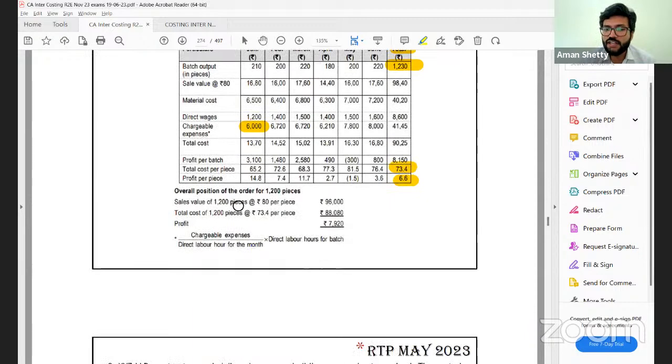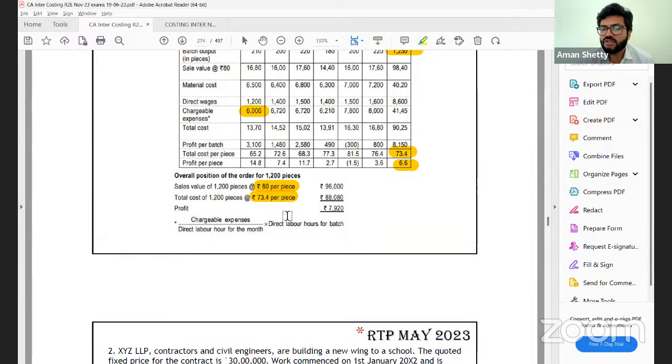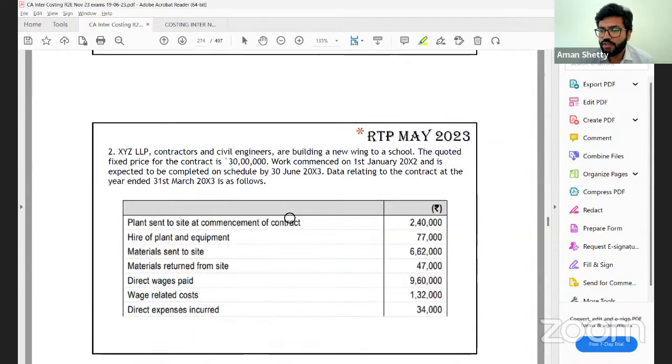Now check here. Sales value of 1,200 is at 80 per piece, which they've given. Cost you have to take 73.4. Therefore, you need to do this. Otherwise, what cost will you take? You cannot pick one batch. The average cost you need to take is 73.4, what you've got for the entire 1,200. That is the only thing you need to note down there. All of you understood?